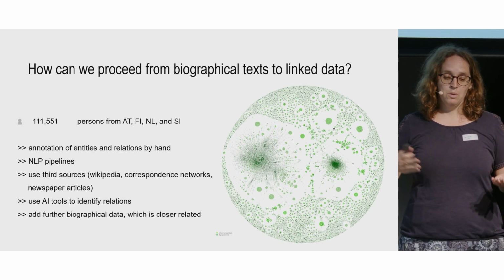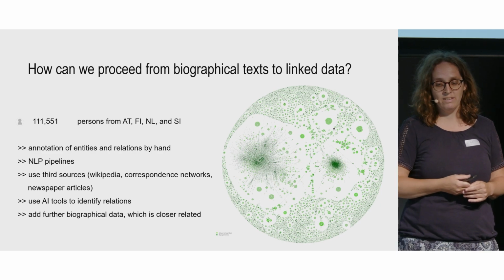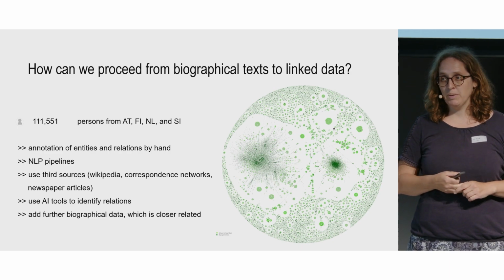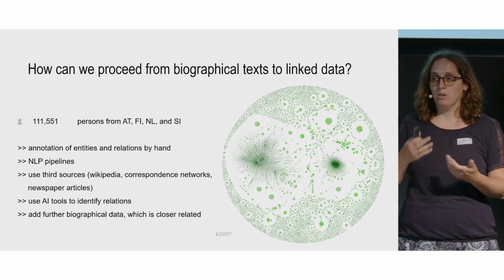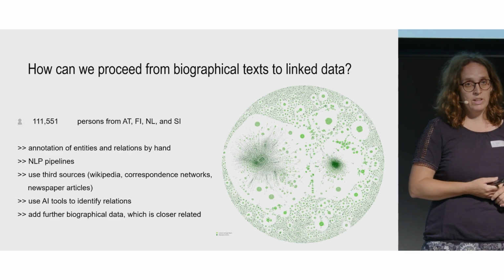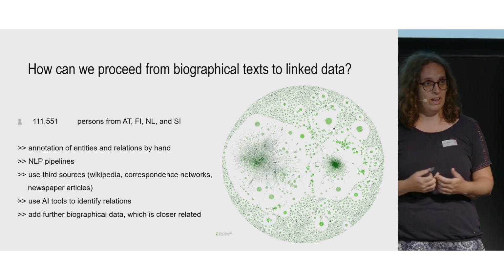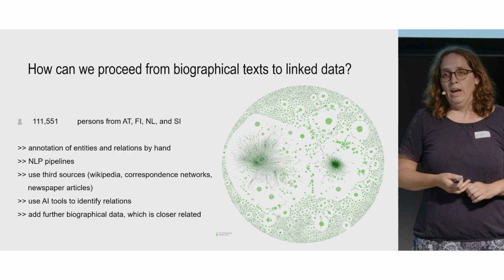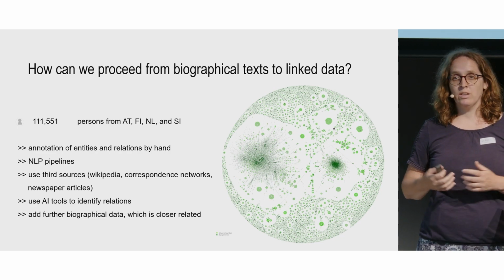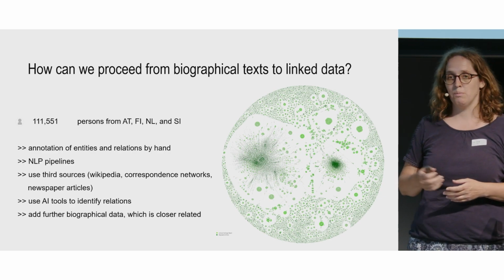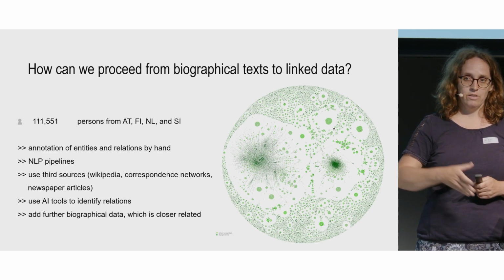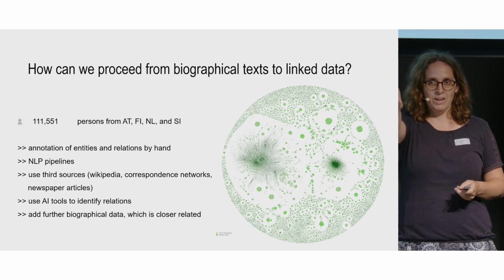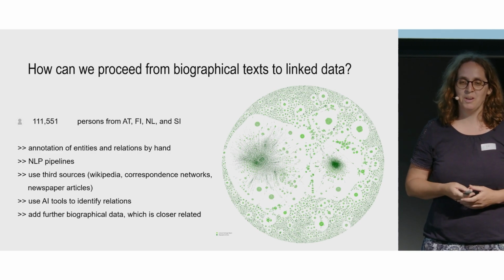One option is to annotate the entities in the text by hand. That was done, for example, for the APIS data. That is something we are currently doing with parts of the Slovenian data, so that we have richer data that also include these structured entities. Another option in our project is using NLP pipelines, and Angel is here, for example. If you're interested in how we use NLP, please ask him in the break. He will be able to tell you more about it.